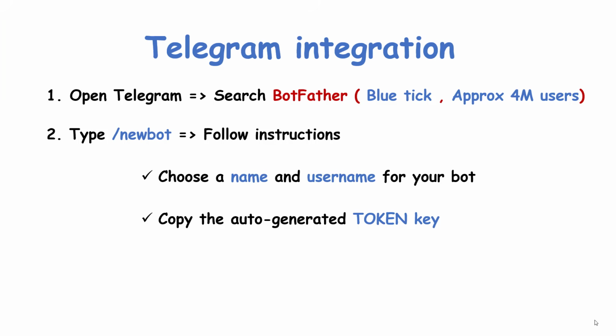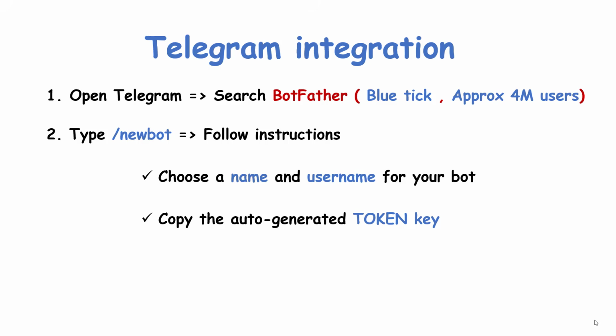In this section, we're going to look at how to integrate Telegram with OpenClaw. And the steps are pretty straightforward and direct. So the first step is to open your Telegram application, whether on your phone or desktop PC, and search for BotFather. Now this is an automation bot that lets you create and manage bots. So this comes with a blue tick, and at the time of making this video has approximately 4 million monthly users. So once you search for BotFather, you need to type /newbot and follow the on-screen instructions.